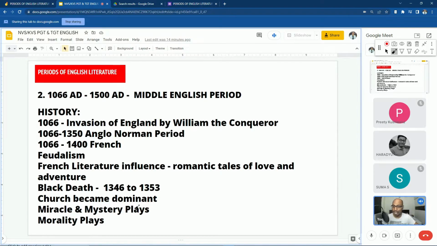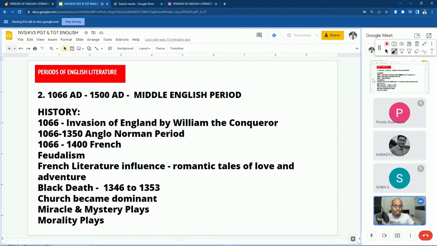Miracle plays are stories about the saints. Mystery plays are the plays about the birth of Christ, or the life associated with Jesus Christ, mostly from the Old Testament and the New Testament. Morality plays are the stories where they depict the virtues as characters. Did you recollect now, Ghosh? Yes, sir. Now I can remember.